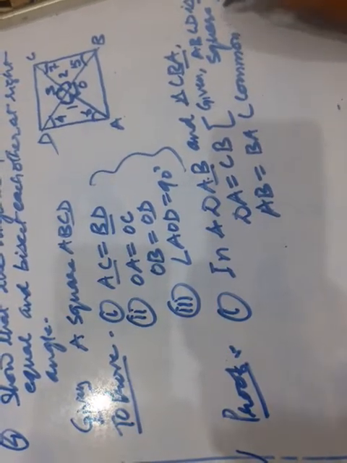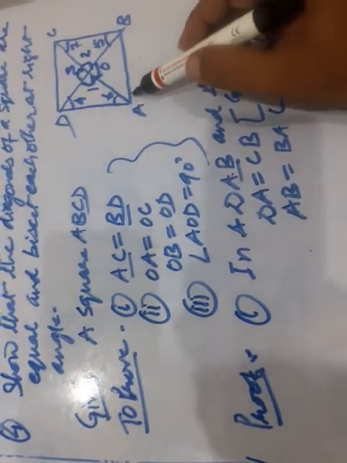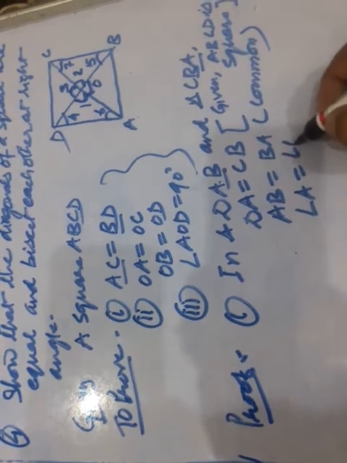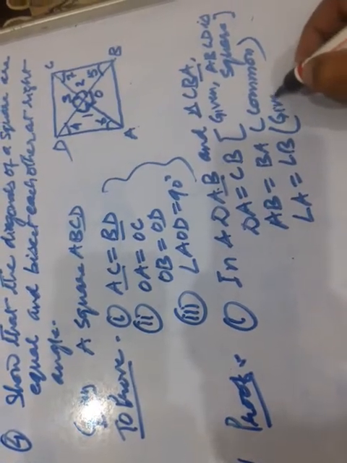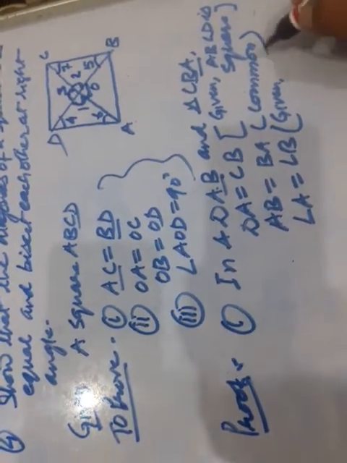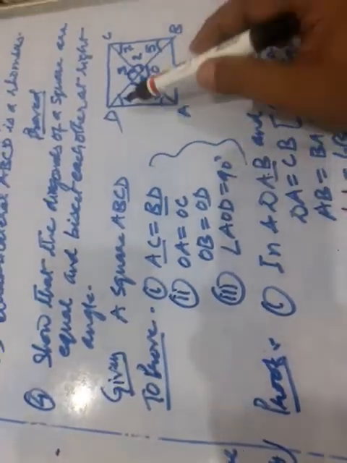Okay, children. What else is given? Angle A, this is a square. Angle A equal to angle B. This is also given. Where is it given? ABCD is a square, so 90 degrees each. It is given that ABCD is a square. What does it mean, children?